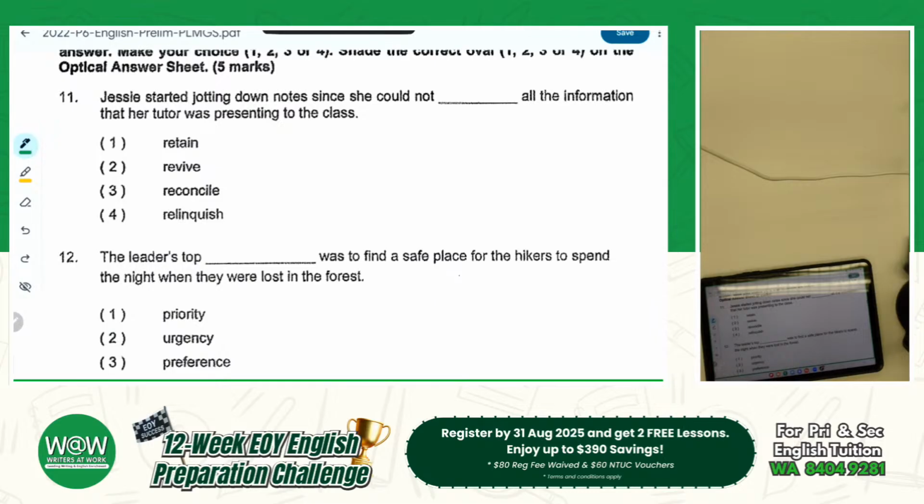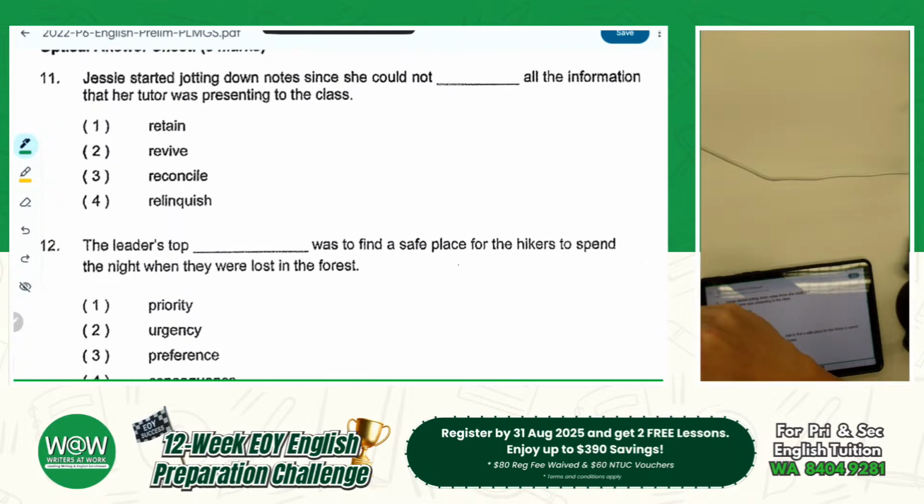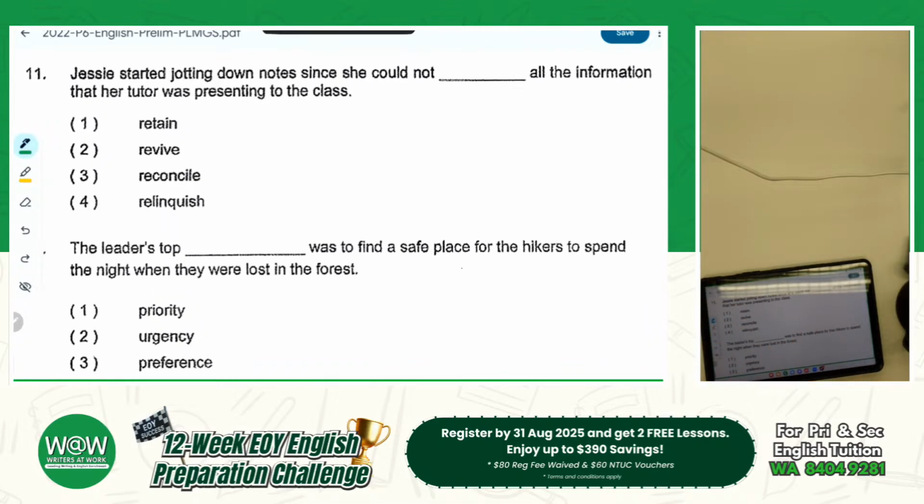Okay, moving on. Let's take a look at number 11. Jessie started jotting down notes since she could not dash all the information that her tutor was presenting to the class. Okay, so you can see that you're looking at how when you jot down notes, you're trying to remember or recall something later. So when you look at your notes, you'll be like, oh, yeah, the teacher said this, right?